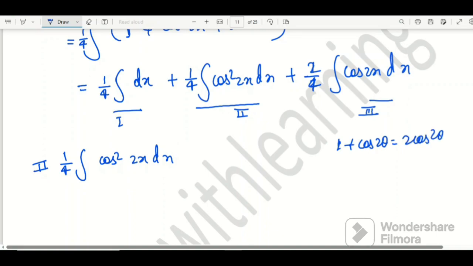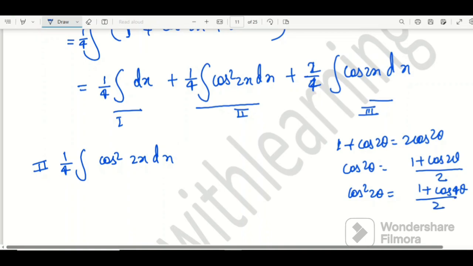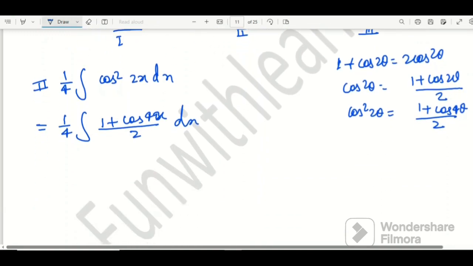Just be careful with theta, because here 2x is there with cos square, not with theta, not with cos. So cos square theta we can write as 1 plus cos 2 theta upon 2. So here cos square 2x is there, so I'll write cos square 2 theta equal to 1 plus cos, now theta has become 2 theta, so it will be cos 4 theta upon 2. So you can do 1 by 4 into integration 1 plus cos 4x upon 2. So it will be 1 upon 8 integration of dx plus 1 upon 8 cos 4x.